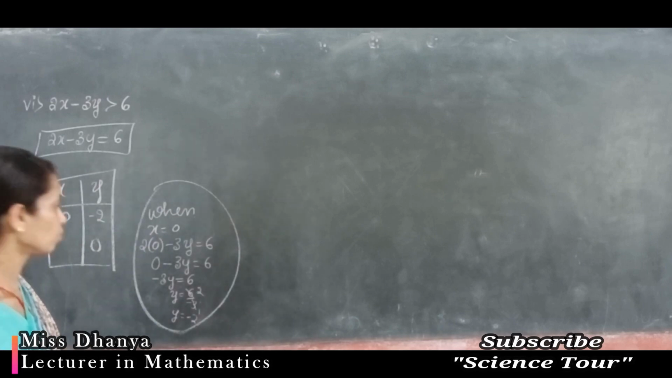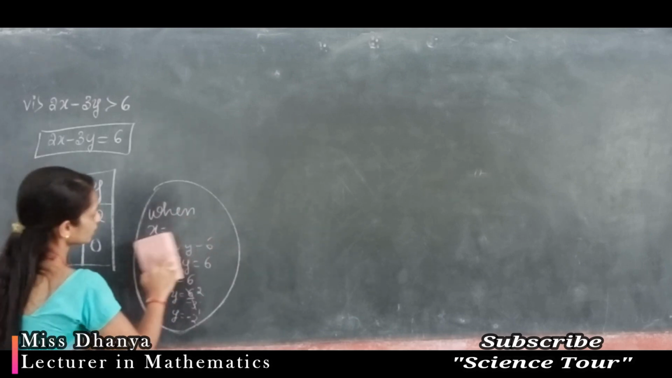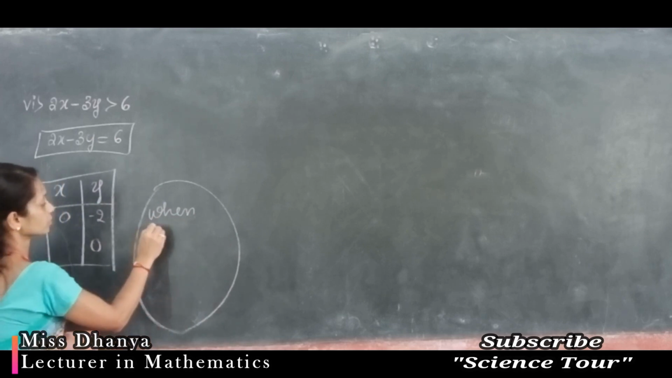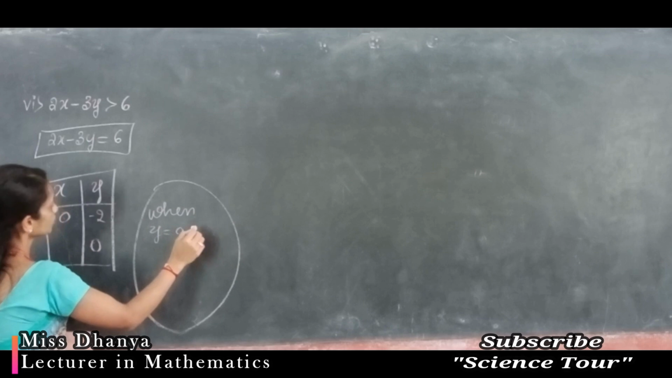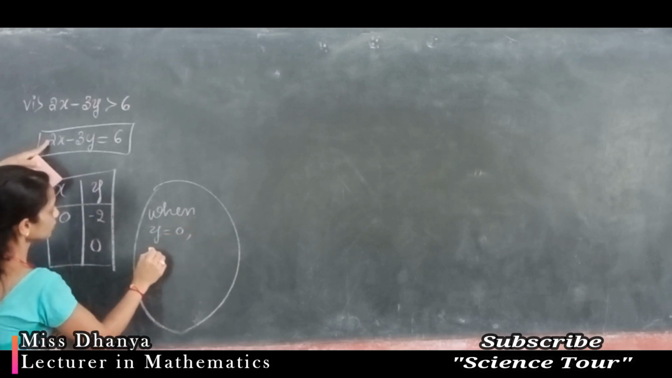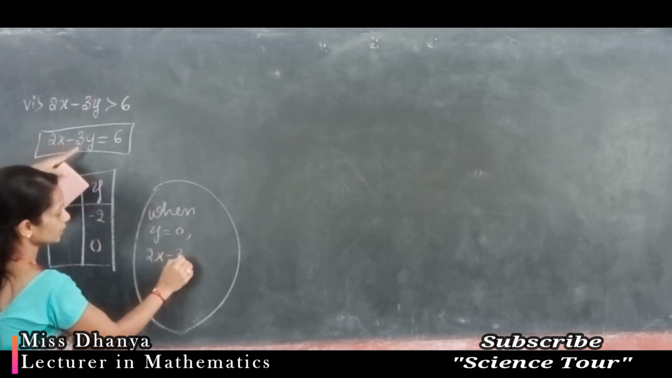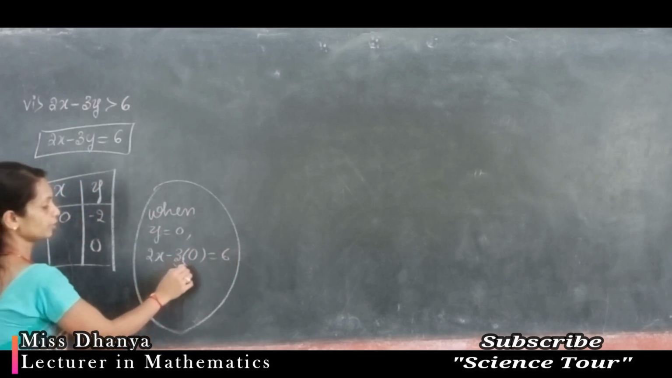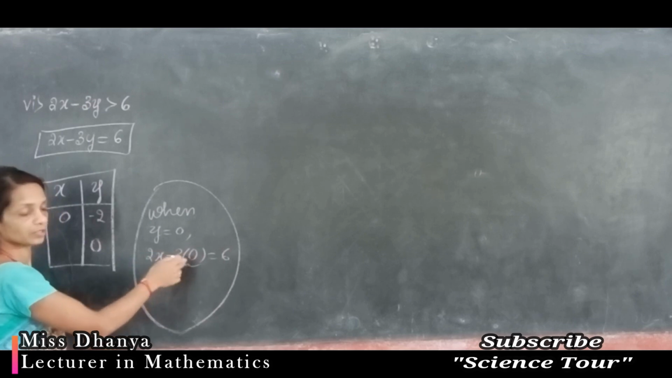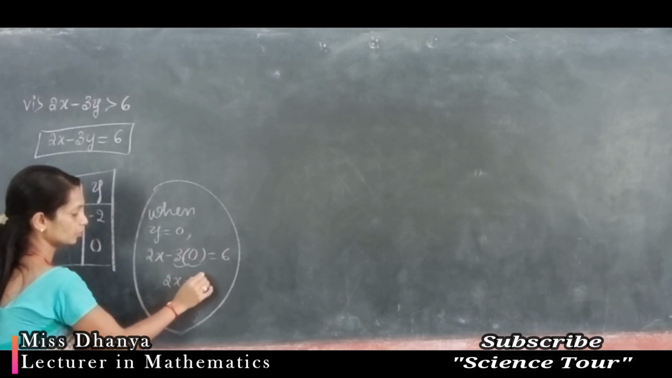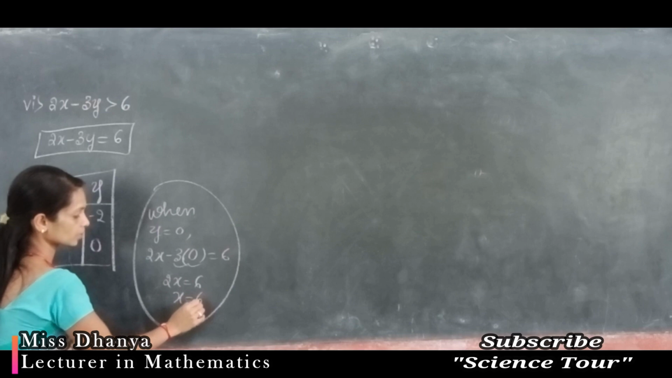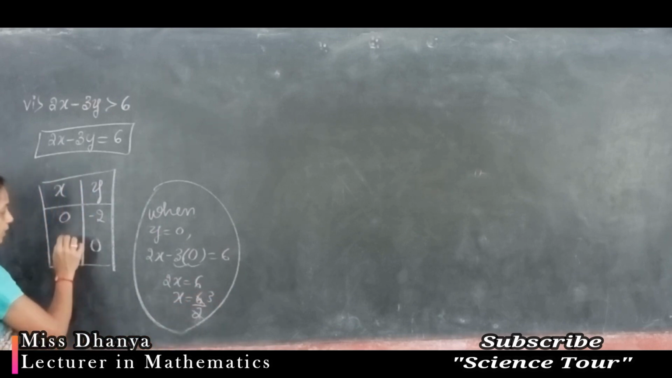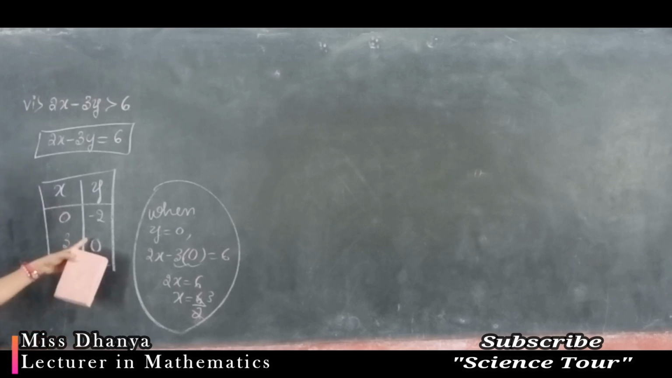Next when y is equal to 0, in that equation what do we get? When y is equal to 0, then this equation becomes 2 into x minus 3 into 0 is equal to 6. 3 into 0, that is 0. 2x minus 0, that is 2x is equal to 6. So x is equal to 6 by 2, divide on the other side by 2. 2 threes are 6. So in the x column you have to write 3 for y 0.